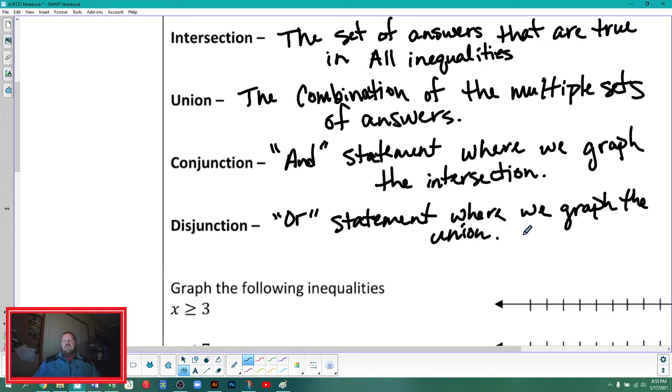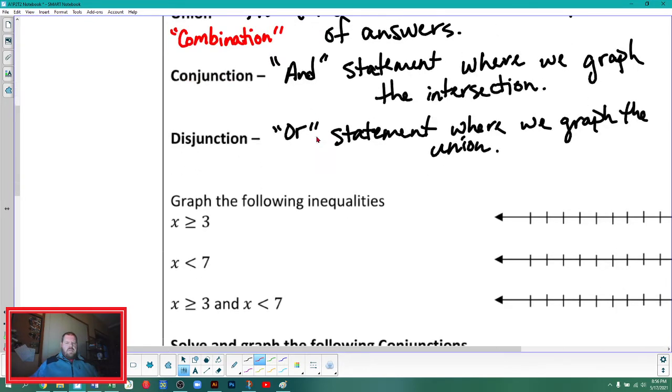All right, so we see kind of this twofold mentality. We're either going to have and statements or or statements. In and statements, we graph where both inequalities are true. So it ends up being kind of the overlap with the intersection. And I'm going to put that on there as the overlap of the answers. And the union, I'll put that in quotes, it's kind of an idea rather than a definition. The union is, just as I said, the combination of answers.